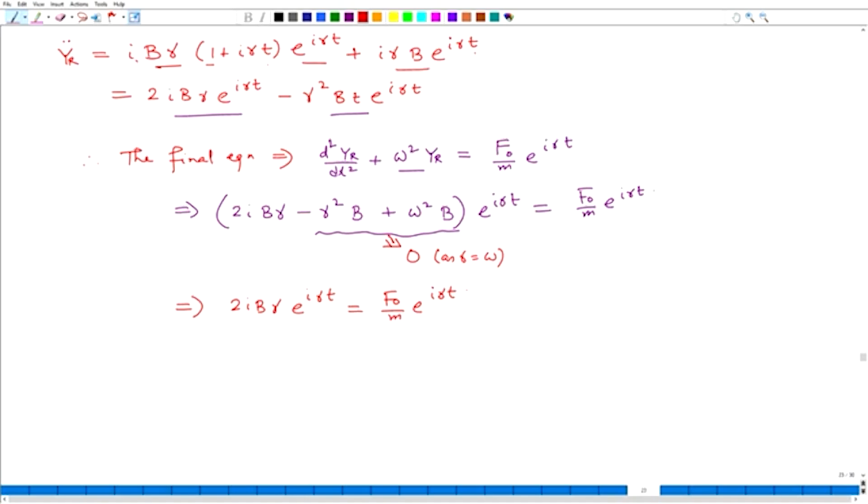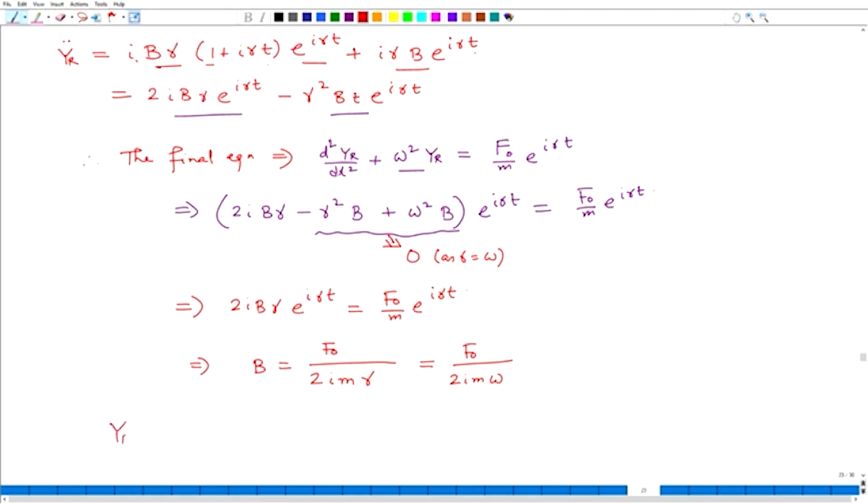I can write everything now in terms of b, so e to the I gamma t will go away and you have simply b equal to f0 by 2I m gamma, and since this is the resonant condition, equivalently you can write f0 by 2I m omega. Now you see what it changes in the solution.